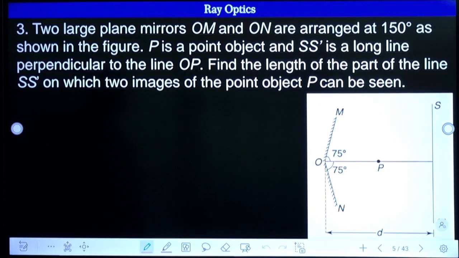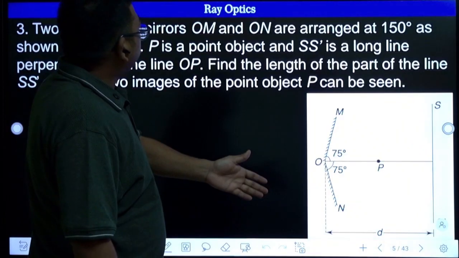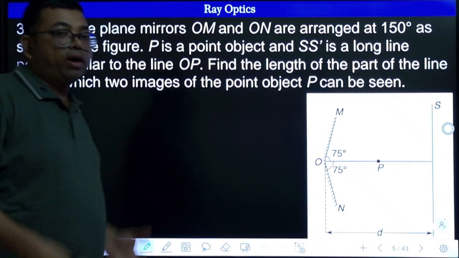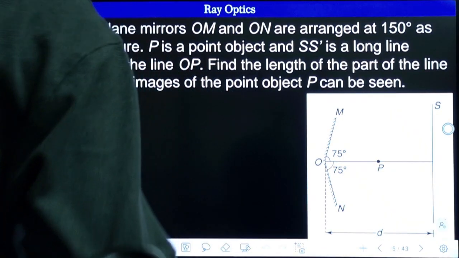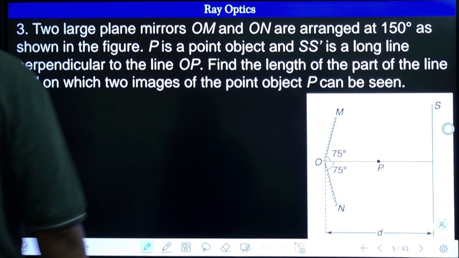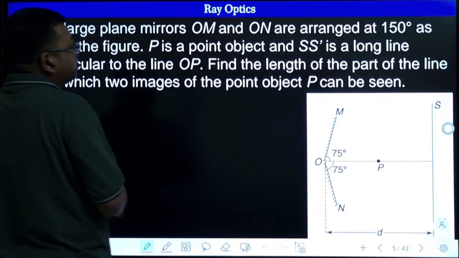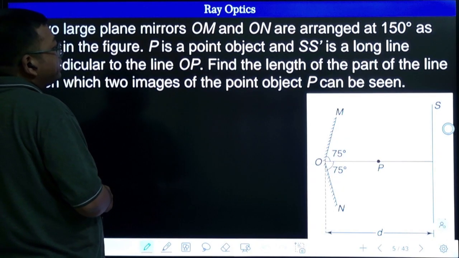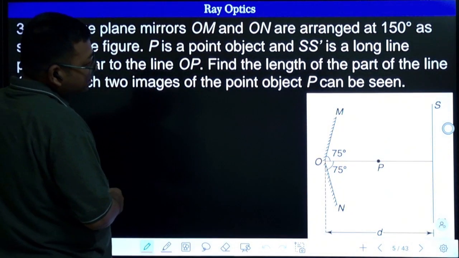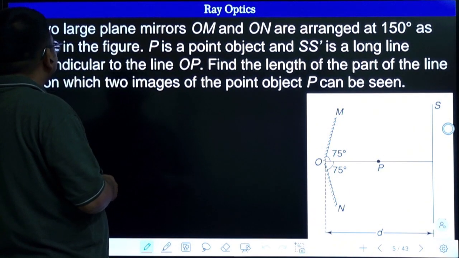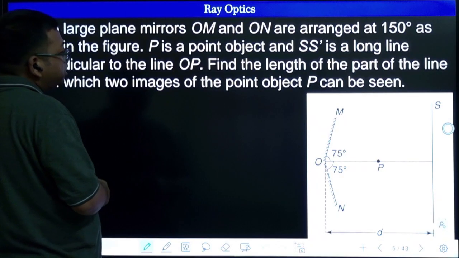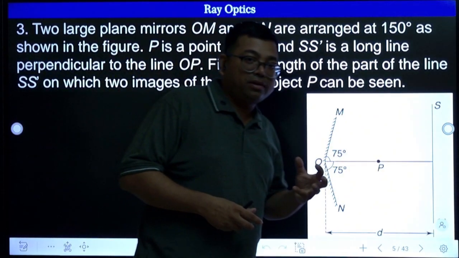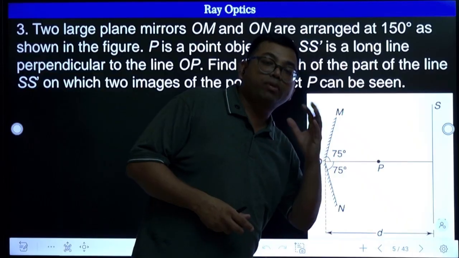All of you try. Two large plane mirrors OM and ON are arranged at 150 degrees, with 75, 75. Okay, let us try to do it fast. You also try to do it. I will also try to do it fast. SS dash is a long line perpendicular to the line OP. Find the length of the part of the line SS dash on which two images of the point object can be seen. Again, this concept is based on the field of view of image.